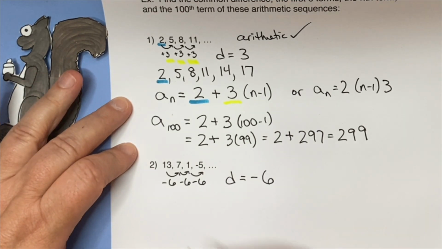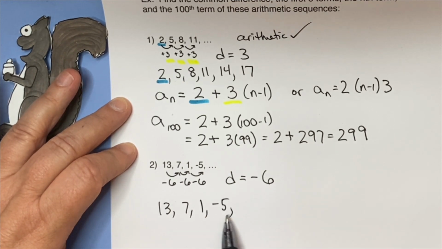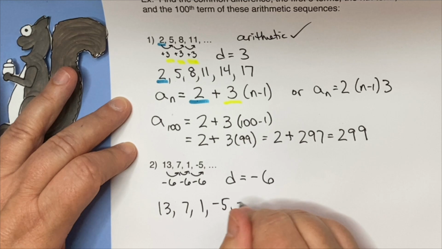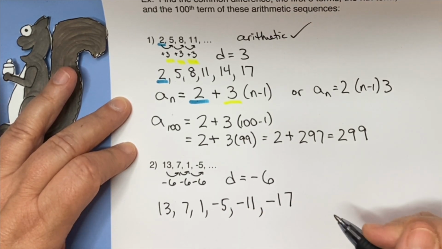Okay, what are the first 6 terms? 13, 7, 1, negative 5. Now, I got to subtract 6 again, negative 11. Subtract 6 again, negative 17.